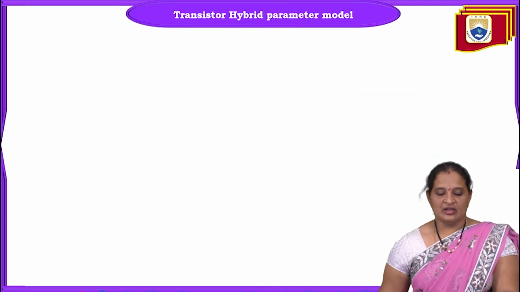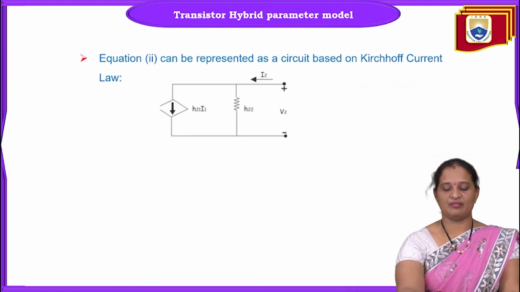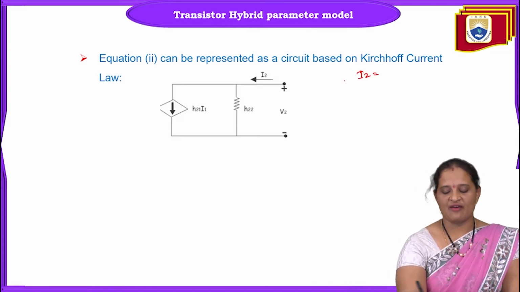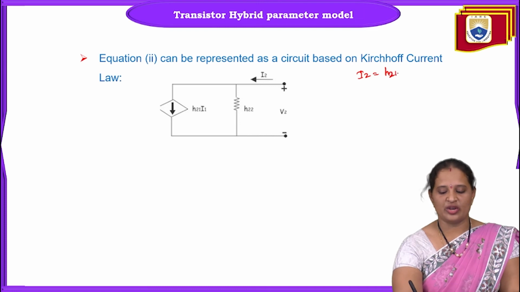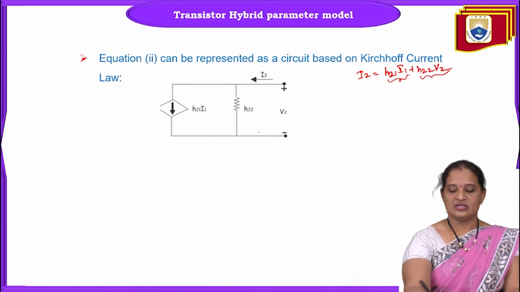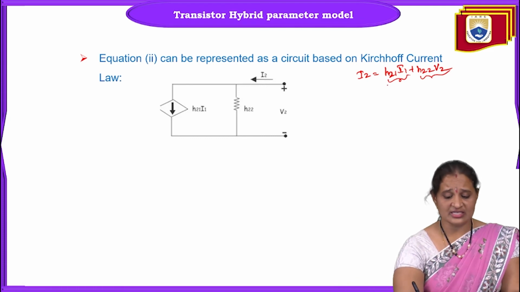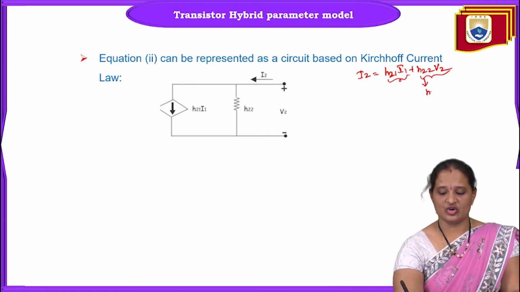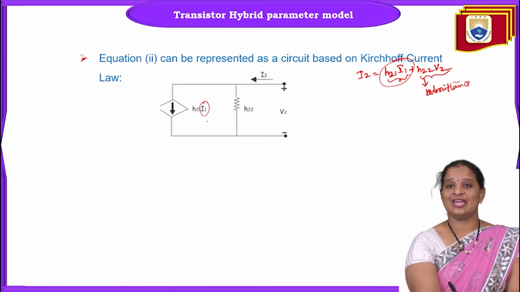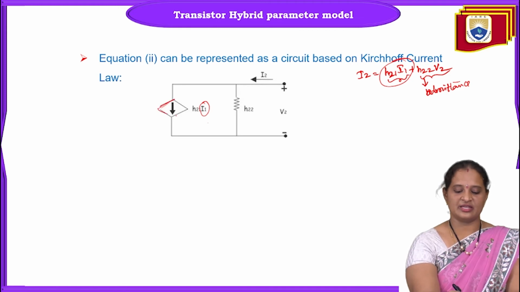Similarly, the second equation is nothing but currents. Here, what is the second equation? We have I2 equals H21 into I1 plus H22 into V2. These indicate the equivalent currents here. This is my admittance. Admittance means the inverse of resistance. Whereas this is the current source. This is also dependent because it depends on the input current, so we represent it as a dependent current source.